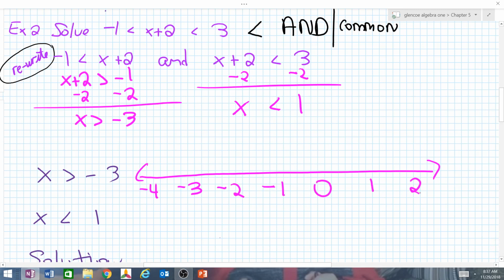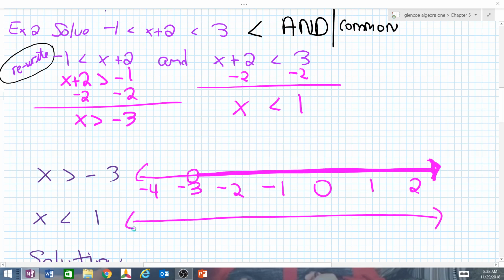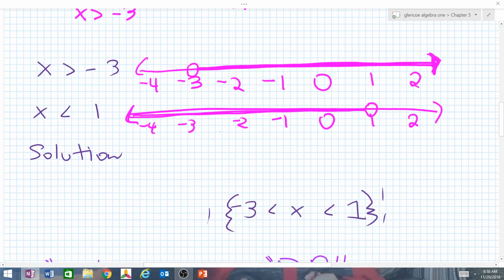Okay. So x is greater than -3. Open or closed, guys? An open circle on -3, and everything to the right. X is less than 1. Is it an open or closed circle on 1? Open, and everything to the left. Good job.